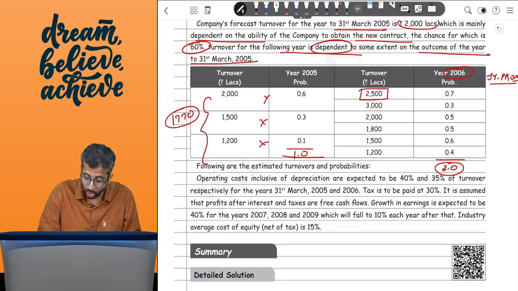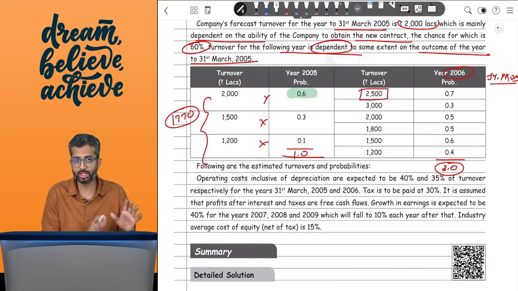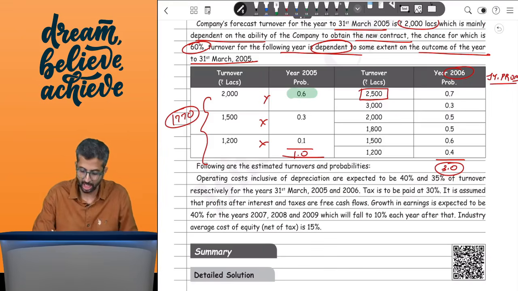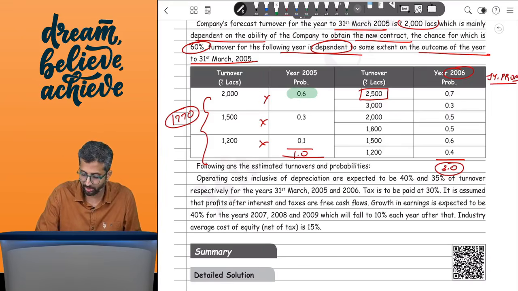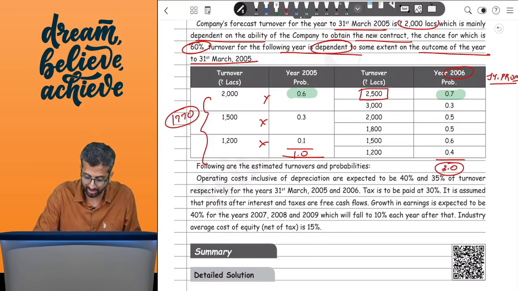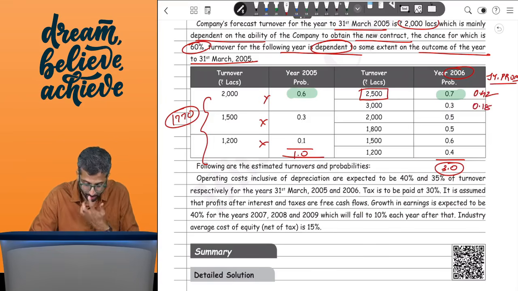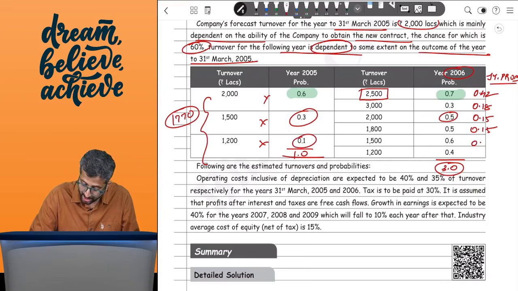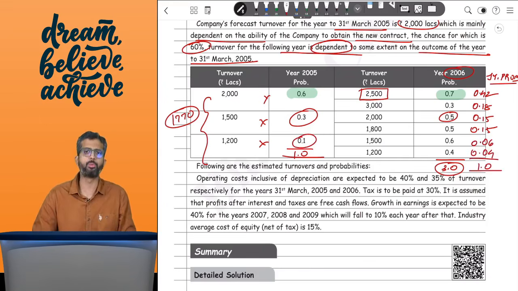Well, that chance is you get a 2000 turnover in 2005, which has a 0.6 probability, and you get a 2500 turnover in 2006, which has a 0.7 probability. So it is and both of them. So this is 0.6 into 0.7, and hence there's a 0.42 joint probability. 0.6 into 0.3, that is a 0.18 joint probability. 0.3 into 0.5, 0.15, again 0.15. 0.1 into 0.6, 0.06, 0.04. So if I now see, my total probability is actually equal to 1.